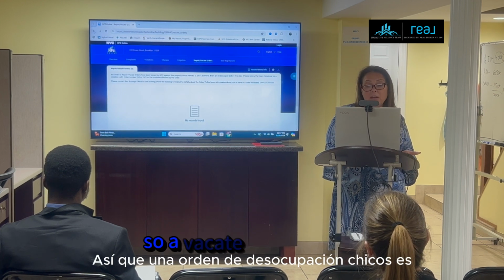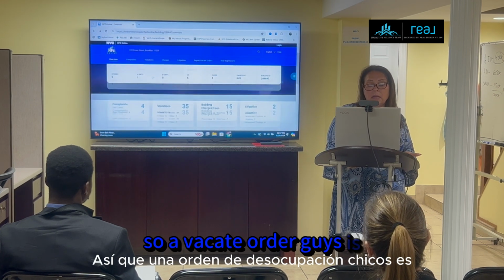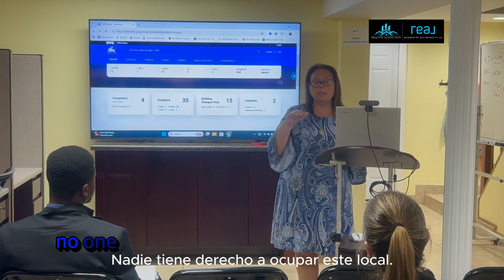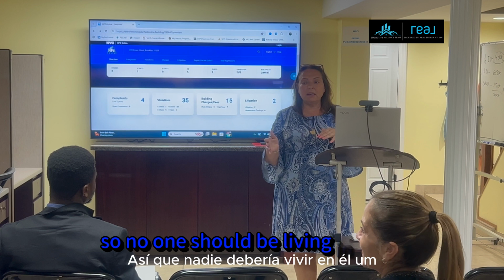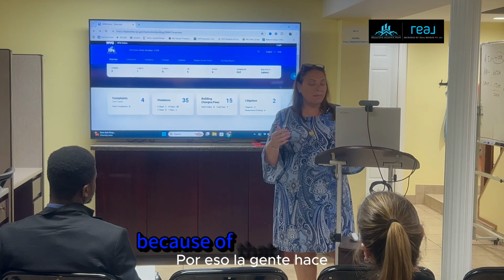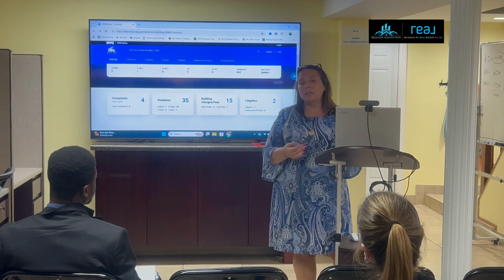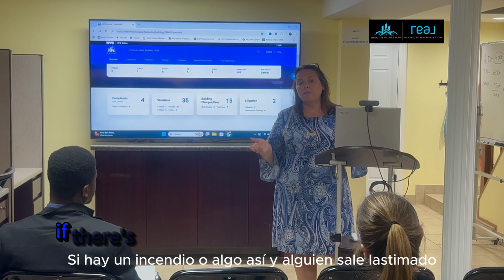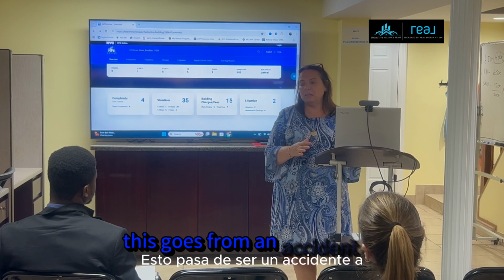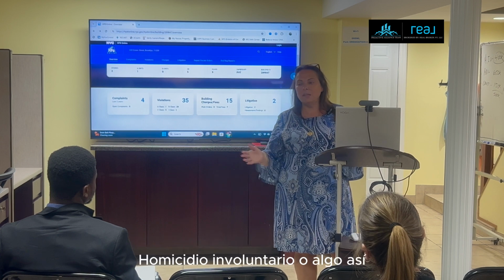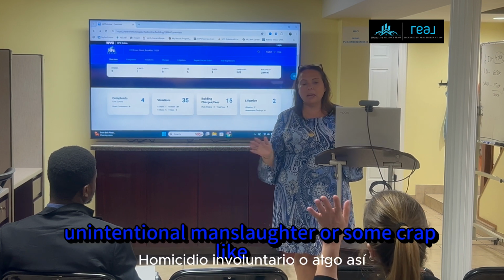So a vacate order, guys, is basically saying that no one has the right to occupy this premises. So no one should be living in it because of that. People do, but they shouldn't be. And it only matters, God forbid, if there's a fire or something and somebody gets hurt. This goes from an accident to unintentional manslaughter or some such thing if something happened.